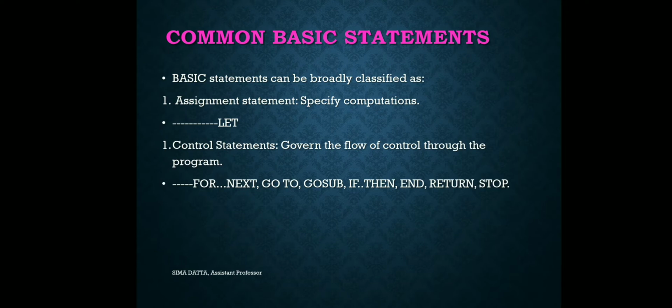A, b, c, these are called variables. The next type of basic statement is control statements. Control statements govern the flow of control through the program. That means from which line number to which line number the program flows, how the program will maintain the order. To maintain these things, control statements are used. For example, go to statement, go sub statement, if then else statement, return, stop, for, next. So these are a few examples of control statements.